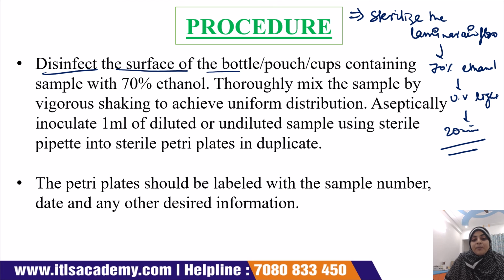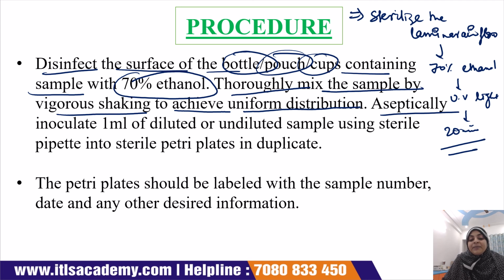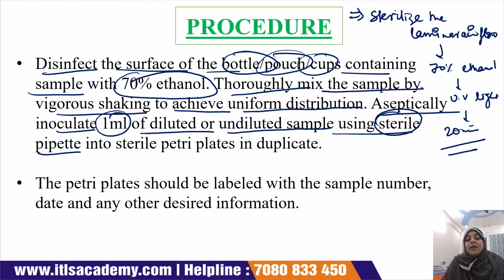Disinfect the surface of the bottle, pouch, cup containing sample with 70% ethanol. Thoroughly mix the sample by vigorous shaking to achieve a uniform distribution. Aseptically inoculate 1 ml of diluted or undiluted sample by using a sterile pipette. See, sterile pipettes are very important, because if you are using a contaminated pipette, then it will contaminate your sample and ultimately the result will be contaminated. So that's why we are using a sterile pipette into a sterile petri plate in duplicate.